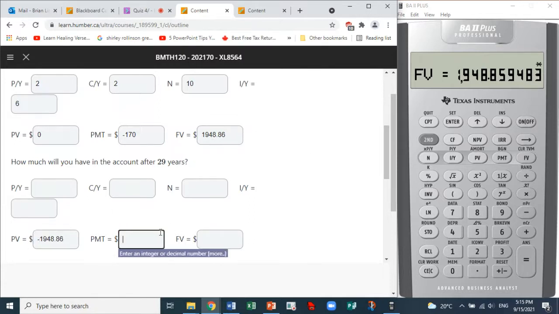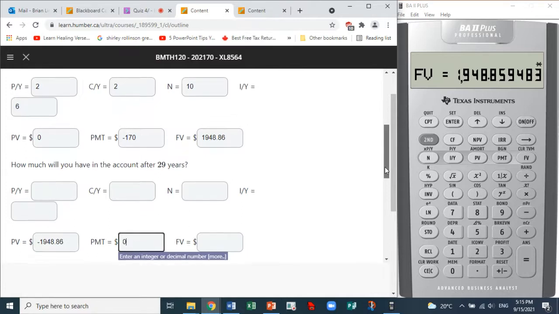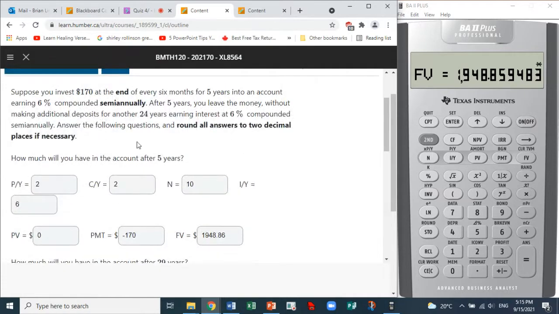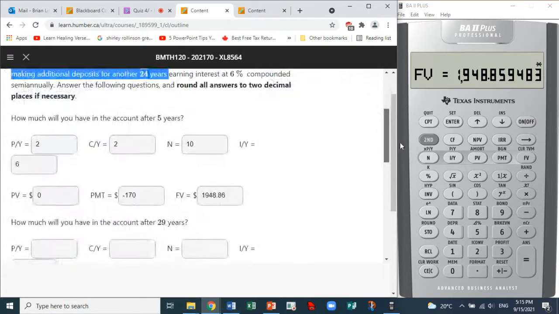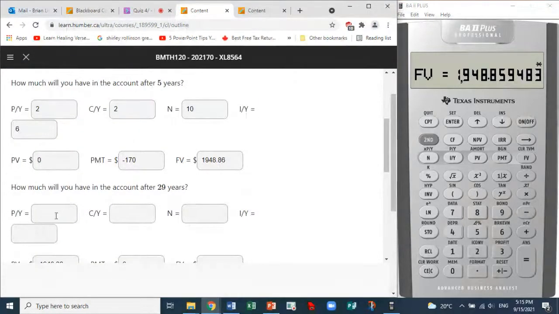Now there are no more payments, remember? It says up here, without making additional deposits for another 24 years. All right, so no more deposits. After 5 years, the deposits have stopped. Okay, so now we're into compound interest in this scenario here. I should probably mark that down for you. And now, how much is the account after 29 years?